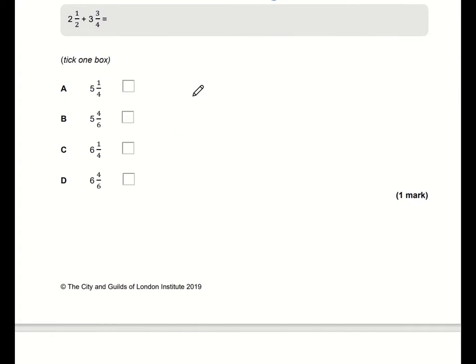Question 3, what I will do to begin with is turn these fractions into improper fractions. So 2.5 is how many halves? Well, it's 2 times 2 plus 1. 2 2s are 4 plus 1 is 5, so that is 5 halves. And 3 3/4, how many quarters is that? Well, that is 3 times 4 plus the 3. 3 4s are 12, plus 3 is 15.